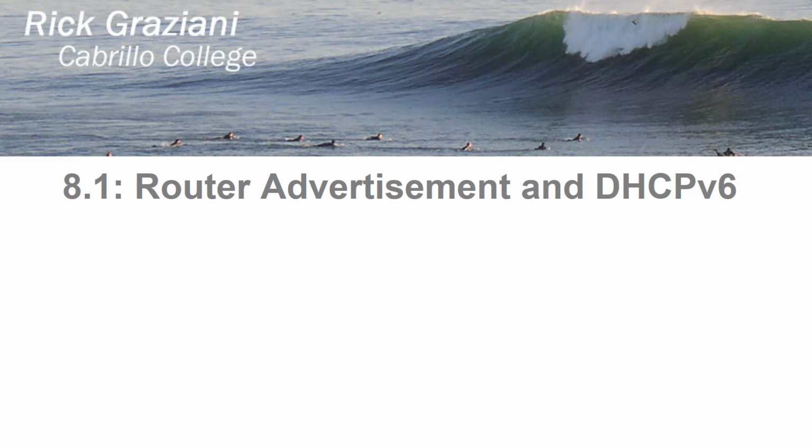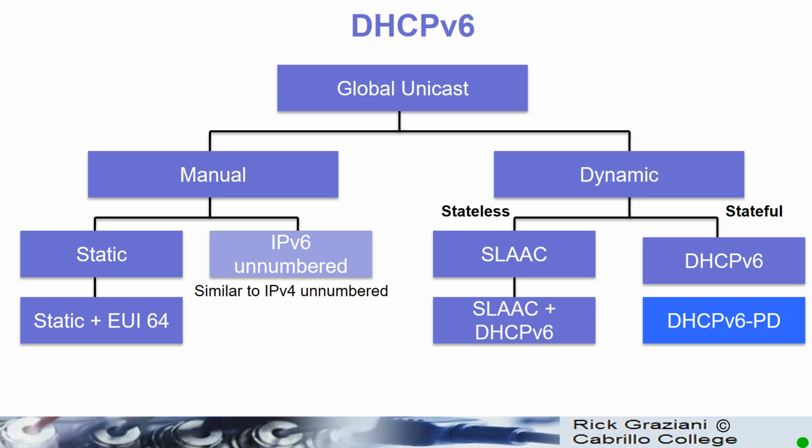So let's go ahead and jump right in. Let's talk about the router advertisements and DHCP version 6. So where does this kind of come into play? We're dealing with global unicast, we're dealing with dynamic addressing. We've already finished our SLAAC, and now we're talking just straight DHCP. So we're going to talk about SLAAC with DHCP, DHCP, and DHCP-PD.